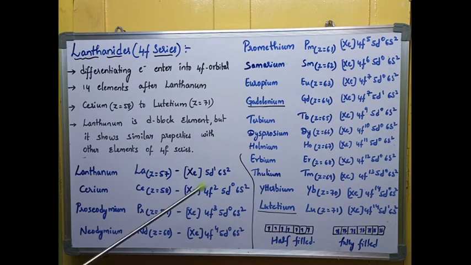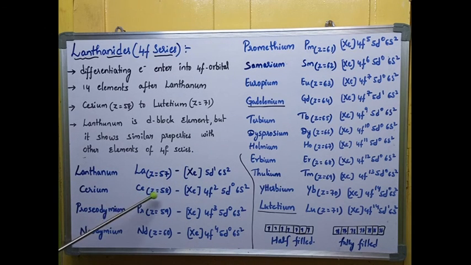Okay, now let us see the electronic configuration. Already I told you the atomic number of lanthanum is 57. So the filling up of electrons is xenon 5d1 6s2. Xenon is the noble gas with atomic number 54. 54 plus 3, you'll get 57.